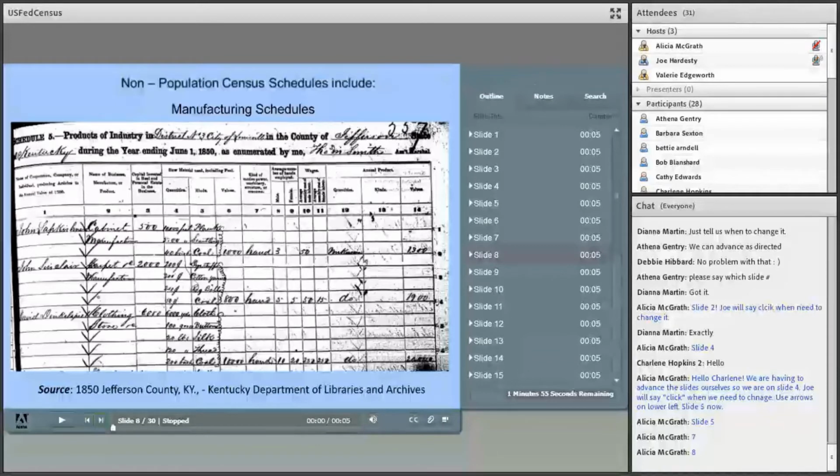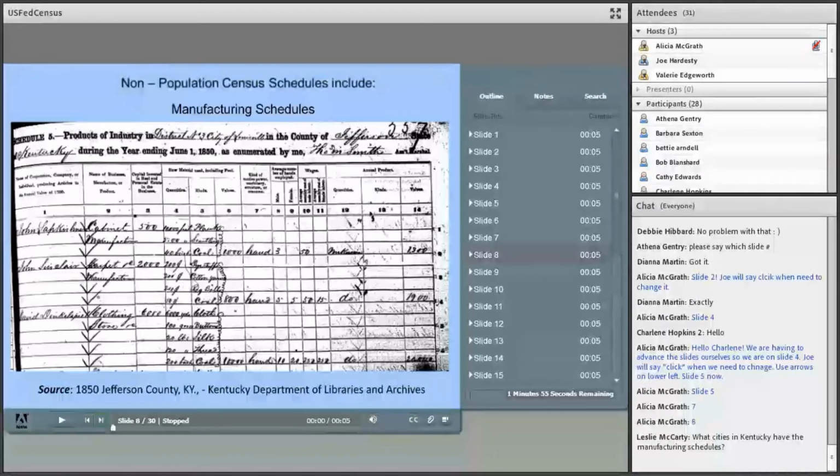As you can understand, most manufacturing schedules would have appeared in the larger urban settings. But even small towns had blacksmiths and produced horseshoes and ironwork. So if your ancestor was found on a census owning a business or owning a farm, consider looking in these manufacturing and agricultural censuses. I think these manufacturing schedules are on microfilm through the Kentucky Department of Libraries. I'm not sure if they're available on Ancestry, so you may want to check Ancestry and see. But I know the large cities certainly had those.